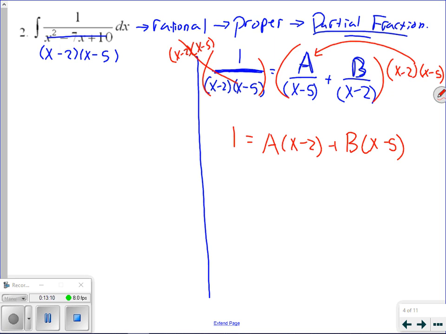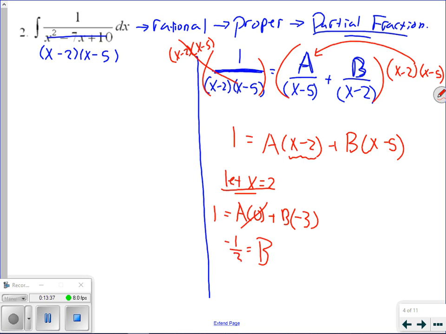So for instance, if I'm trying to solve for B, I'm going to let x equal 2. Watch what happens when I do that, because of this factor here. If I let x equal 2, then I get 1 equals A times 0 plus B times negative 3. So the A times 0 cancels out, and I'm able to solve for B. So B in this case would equal negative 1/3. So I'm able to solve for B, and I think that's really cool.